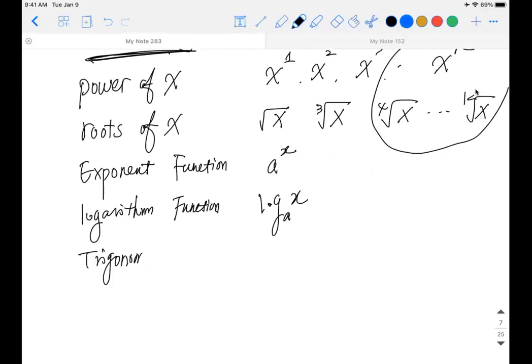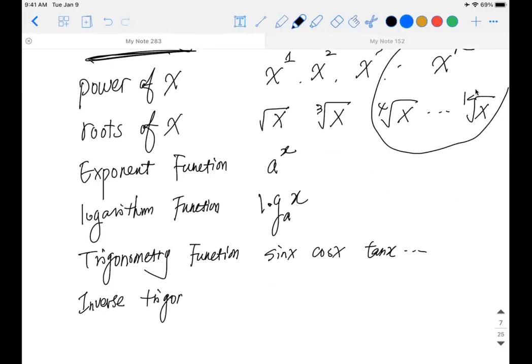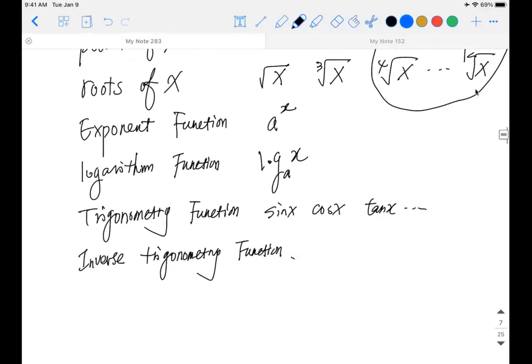Trigonometry function: sine x, cosine x, tangent x, and so on and so forth. Inverse trigonometry function, something like arc sine x, arc tangent x, arc cosine x, and so on and so forth.